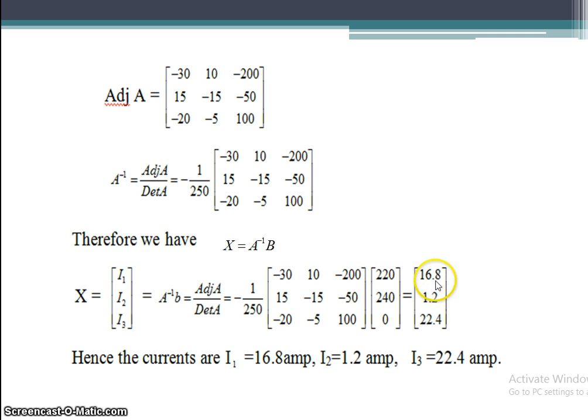So this one is nothing but I1, I2 and I3. Therefore, the current passing through the circuit is I1 equal to 16.8 amperes, I2 equal to 1.2 amperes, then I3 equal to 22.4 amperes. So we just verify the answers here. I2 must be different, so here the answer must be 10. Again you can recall. Write your own thing here and find it one by one.